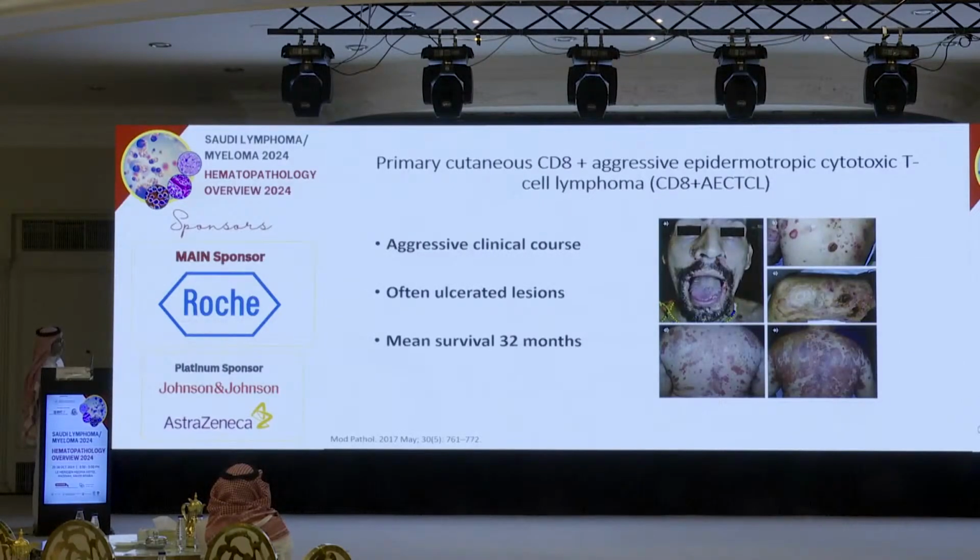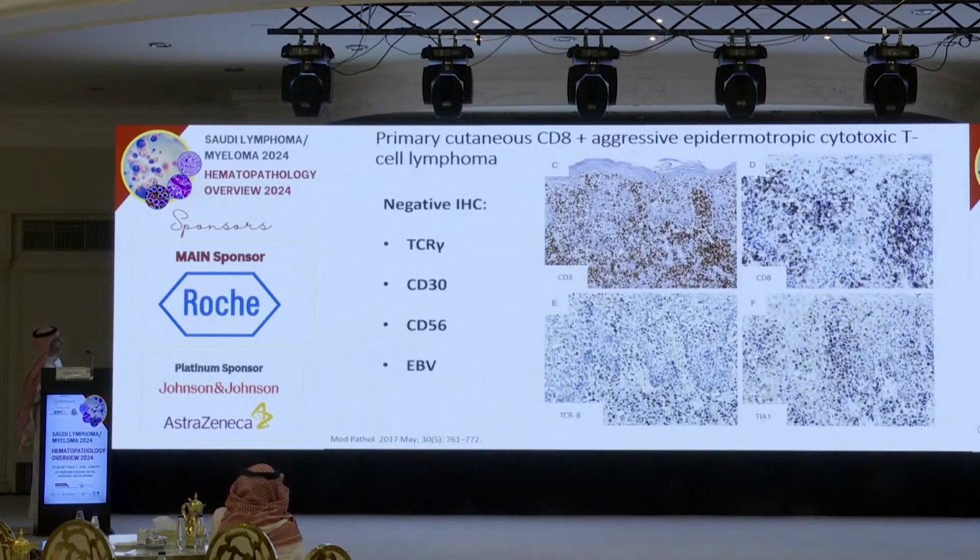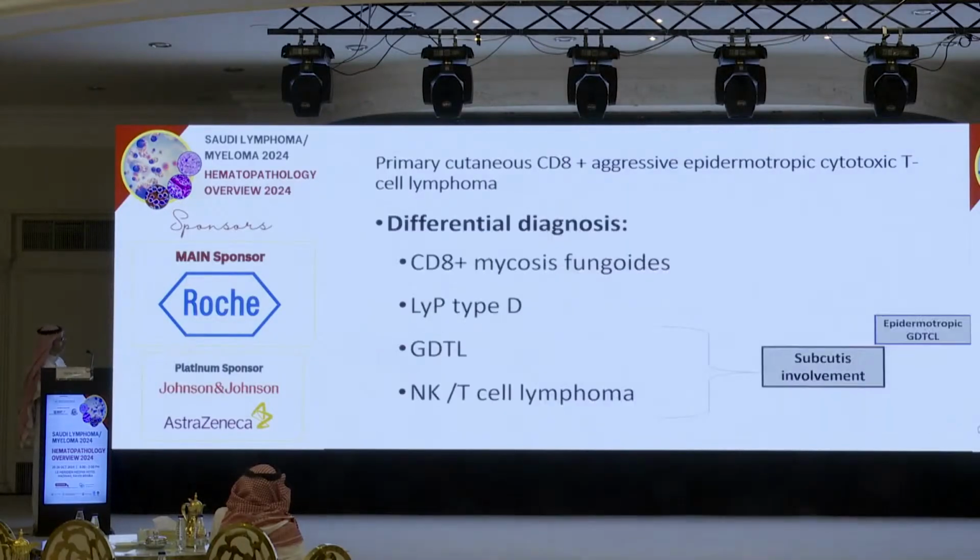This is the aggressive epidermotropic. So it's bad, aggressive, with a fast clinical course and ulceration. They may involve the subcutis, not common, and they are CD30 negative, CD56 negative, EBV negative, TCR gamma negative, overlapping with gamma delta, so it should be negative. And here is the differential diagnosis.